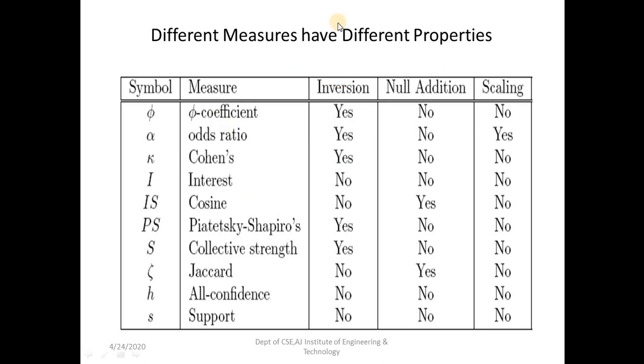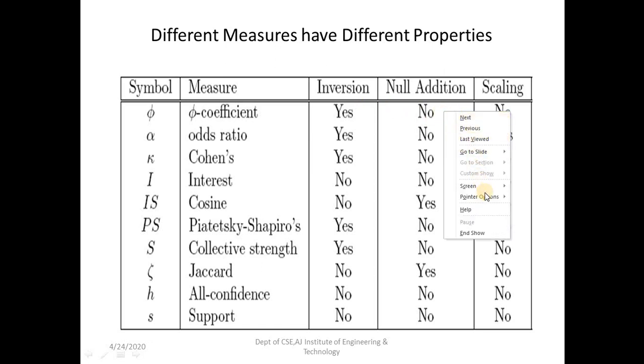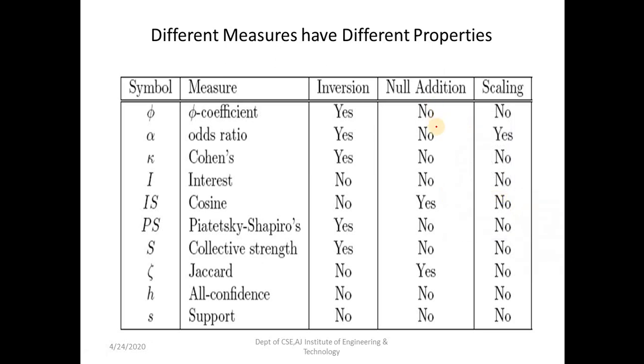Next, see this slide here. Here they are showing the different measures and whether they satisfy the different properties. You can see the inversion property, null addition and scaling property. Here, the phi coefficient satisfies the inversion property but does not satisfy the null addition and scaling property.